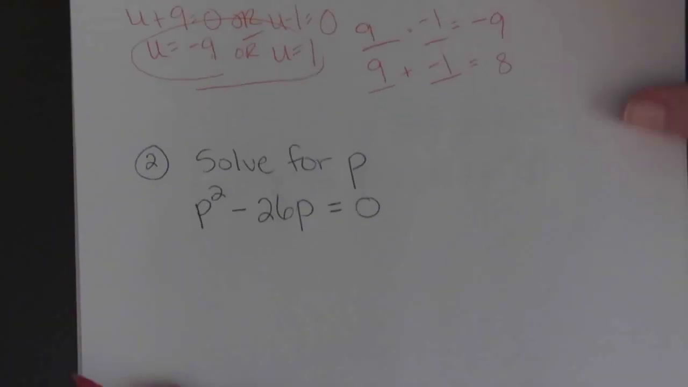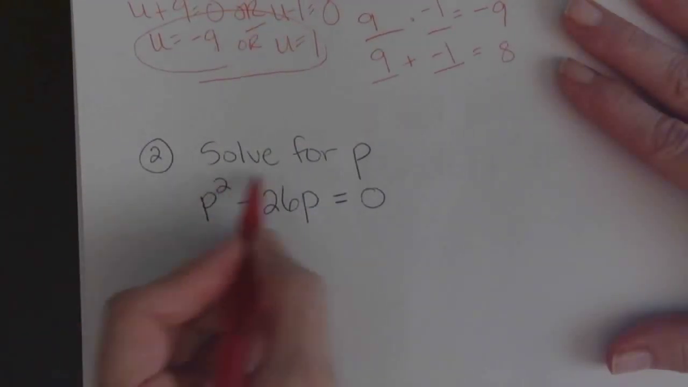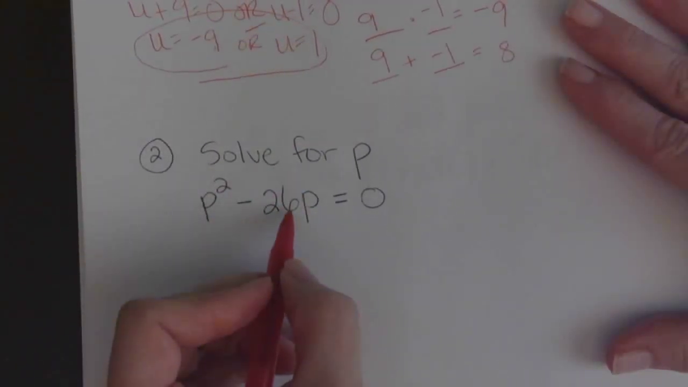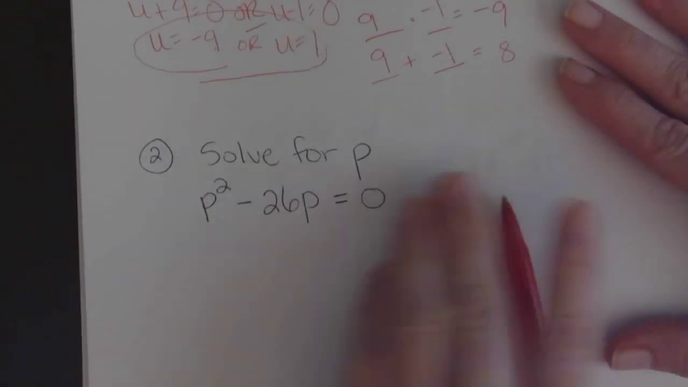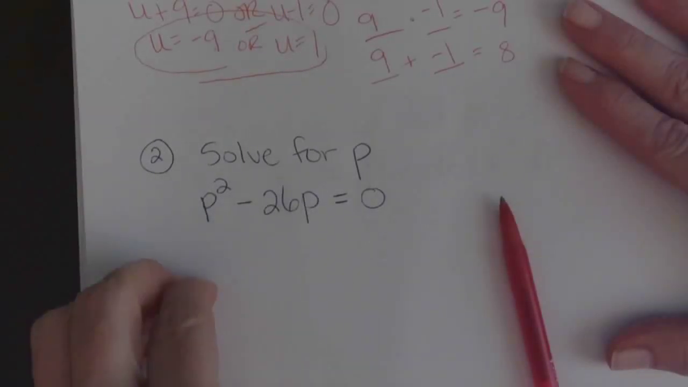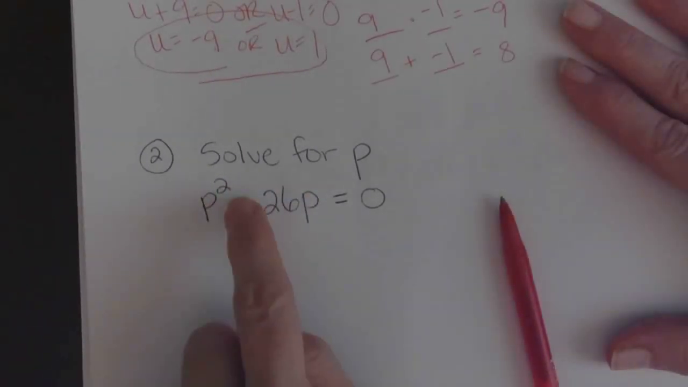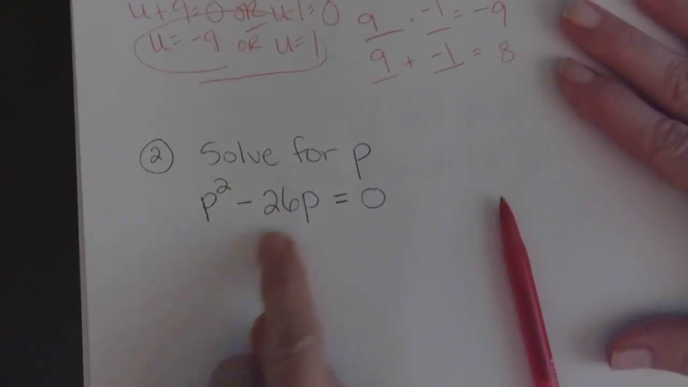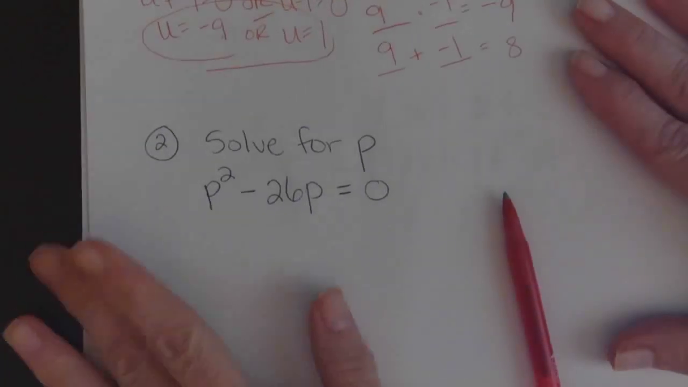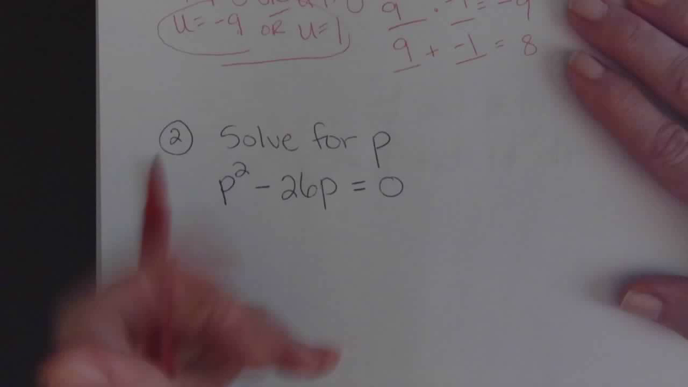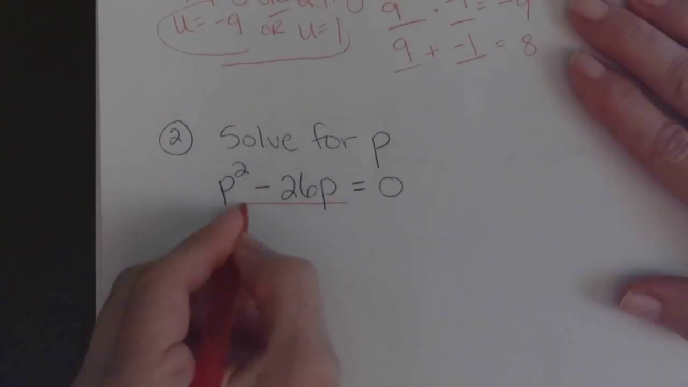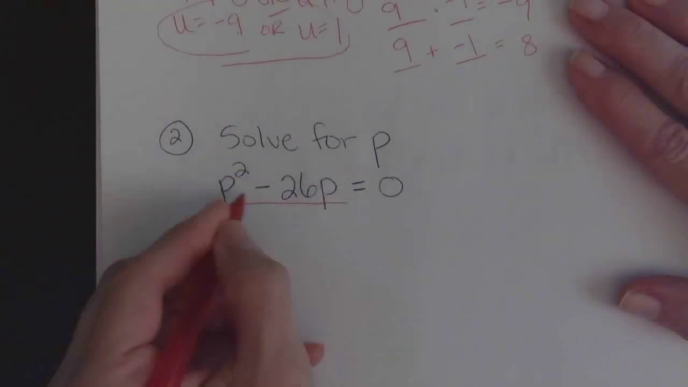Okay, let's go to number 2. Solve for p. So again, we have this expression, p squared minus 26p equals 0. But right now we don't have 2 expressions being multiplied. Right now we have 2 expressions being subtracted. That's not going to work. So we need to turn this into multiplication of some sort. And I'm thinking we factor by the GCF. So let's divide by the GCF.